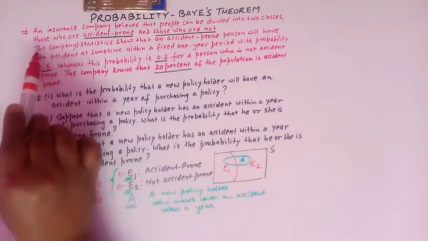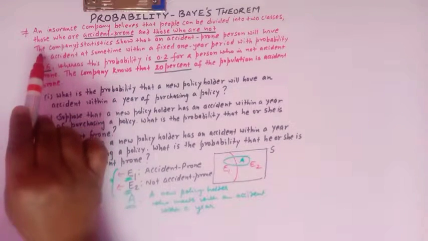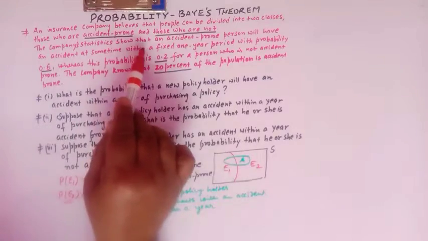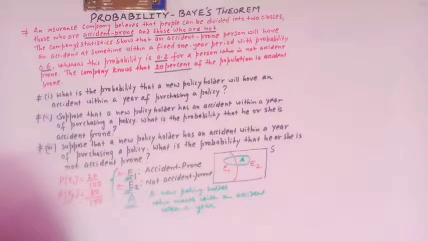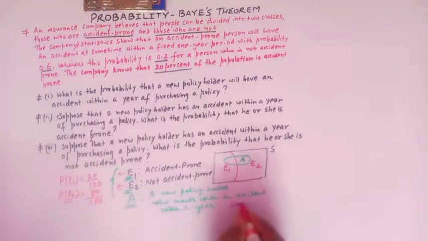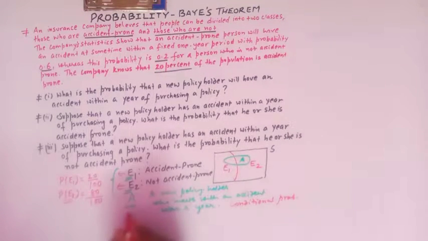Now viewers, let us come to this portion of the problem. The company's statistic shows that an accident prone person will have an accident at some time within a fixed 1 year period with probability 0.6, whereas this probability is 0.2 for a person who is not accident prone. So here this statement gives us the conditional probability, the conditional probability of event A.